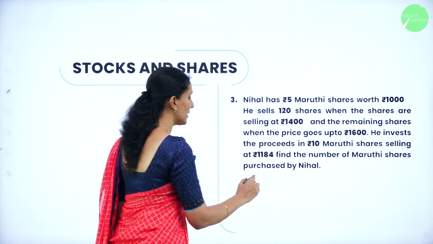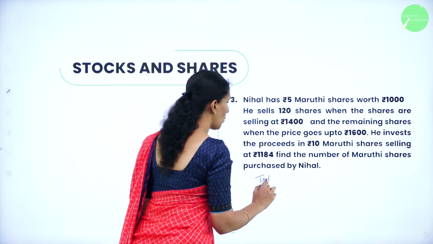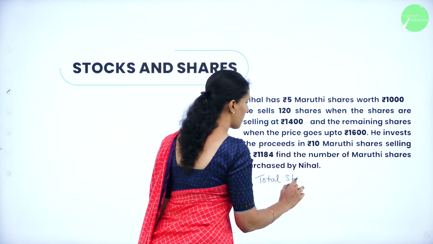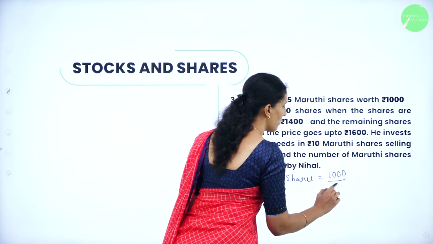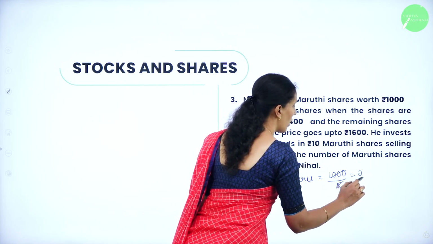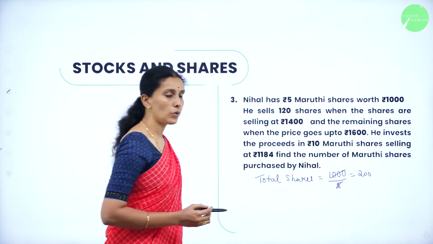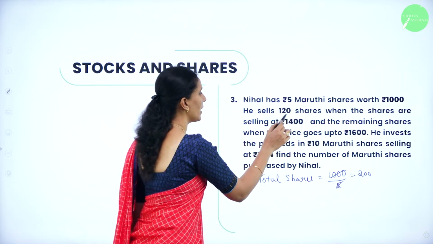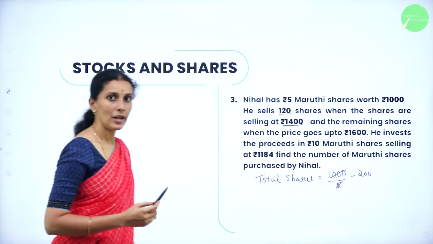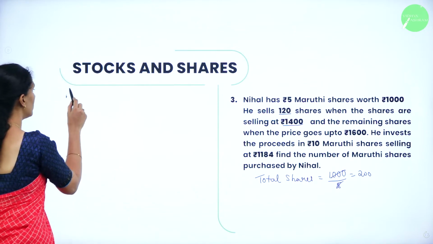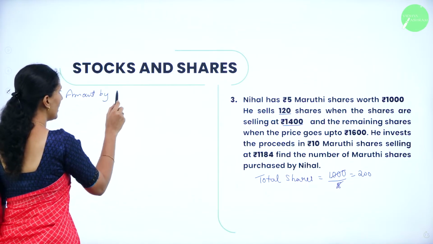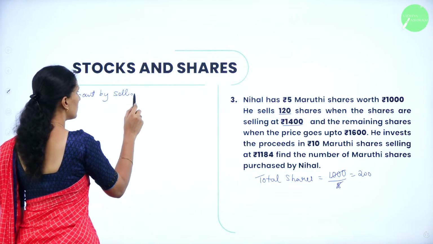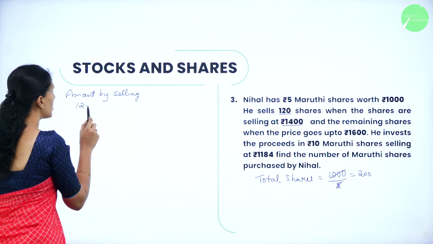So let's calculate the total shares there. Total shares will be equal to 1,000 divided by 5, which is 200. Out of 200, 120 shares he will sell at 1,400. Let us calculate the amount by selling 120 shares.